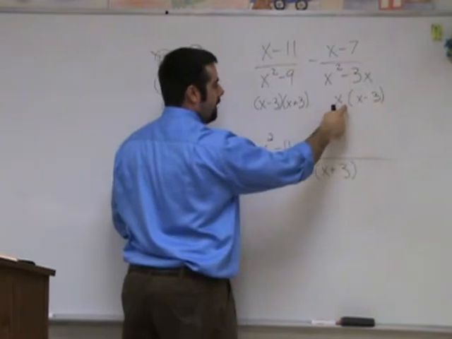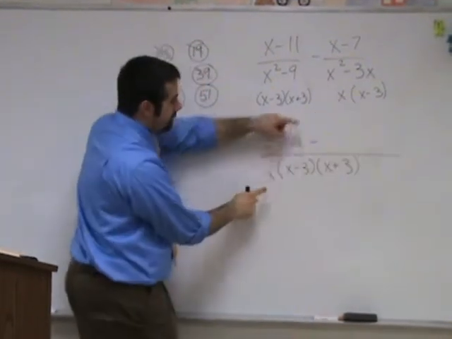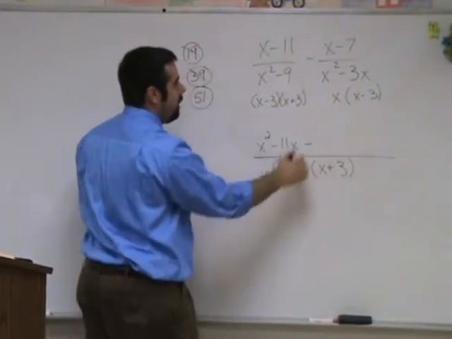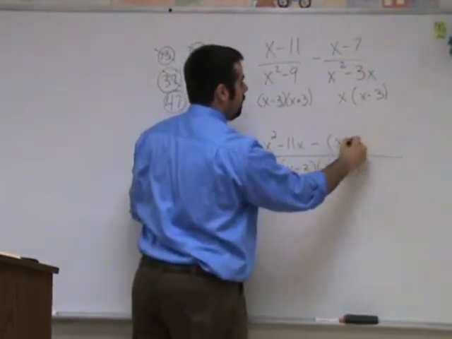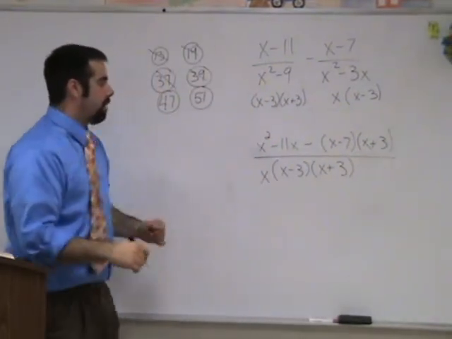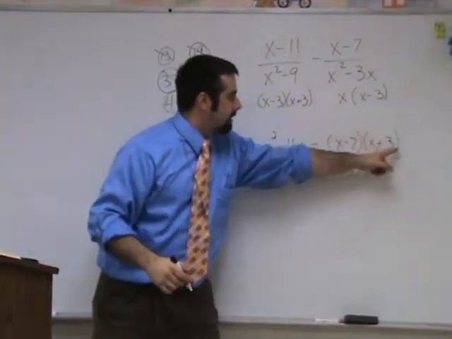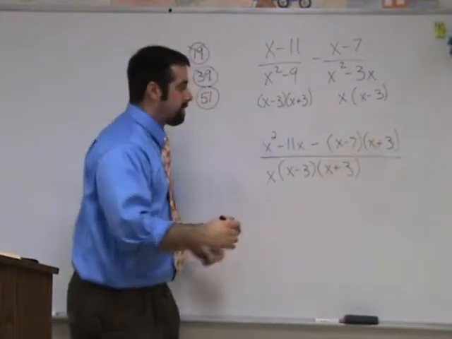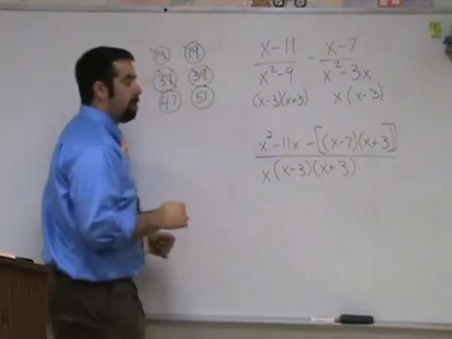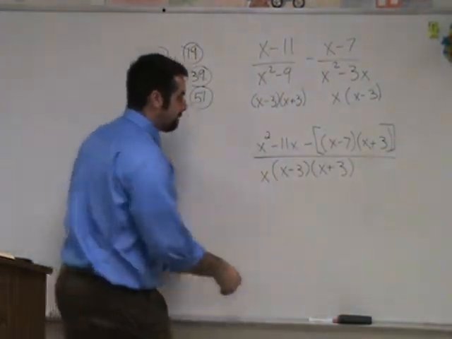Now to go from here to here, I've got the x's. Here's the x's. I've got the x minus 3. I'm missing this x plus 3. So I need to multiply the numerator by the x plus 3. Now be careful. I need to subtract this whole thing. So after I FOIL this, I need to subtract it. So I'm going to put these in brackets so I remember that it's subtracting the whole thing.